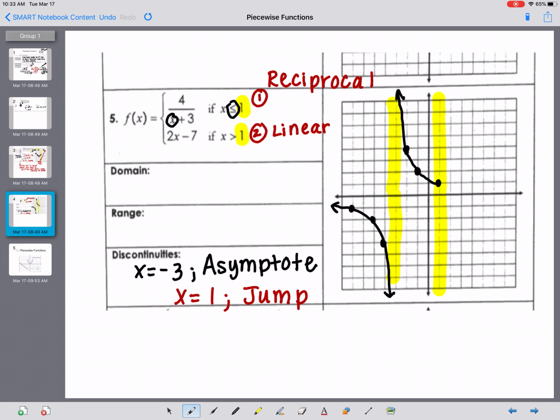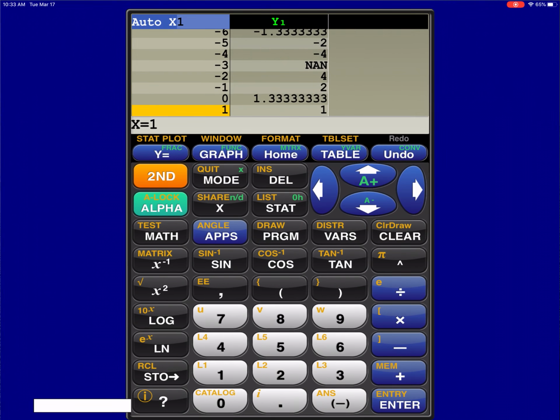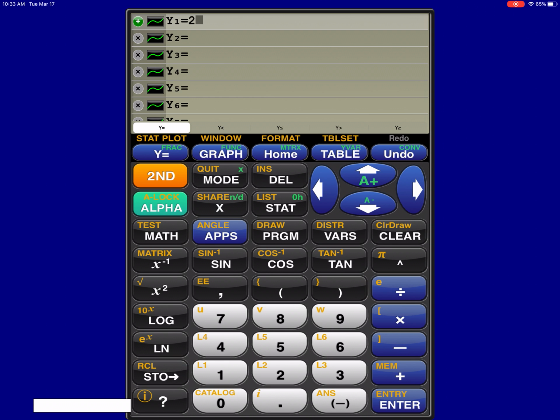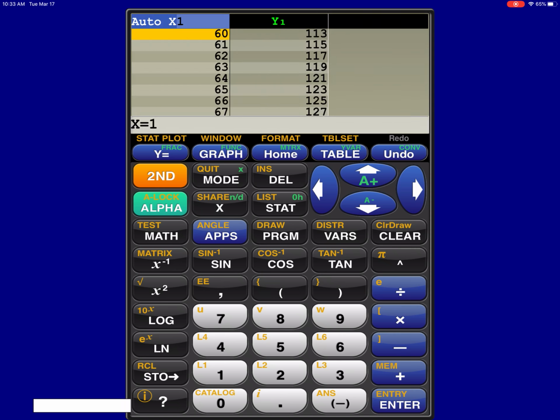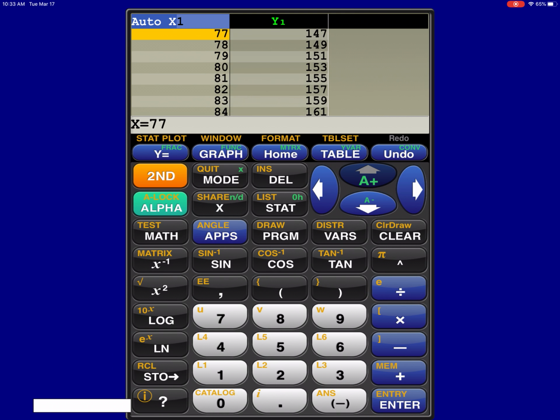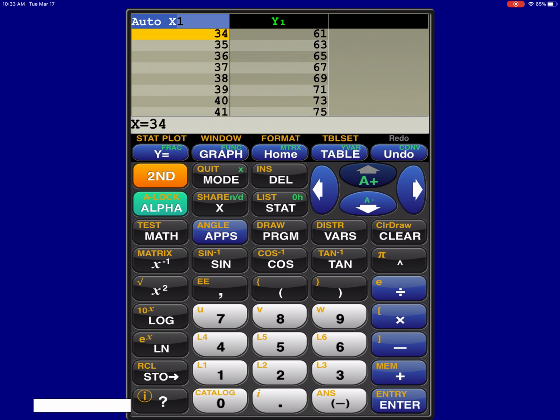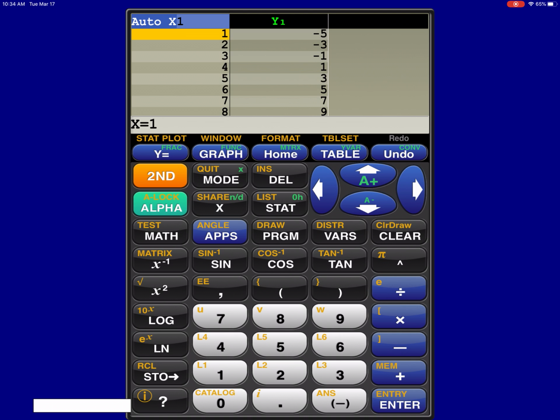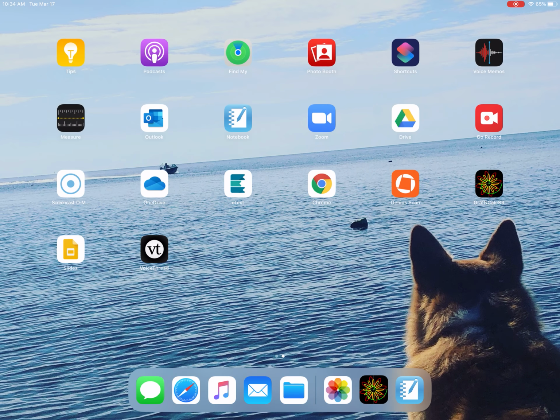Now I want the second function, which is 2x minus 7. Now if you want to graph it, we can. I really want a table of values. We're going to start at 1, okay? So go to where x is 1, and then plot negative 5.